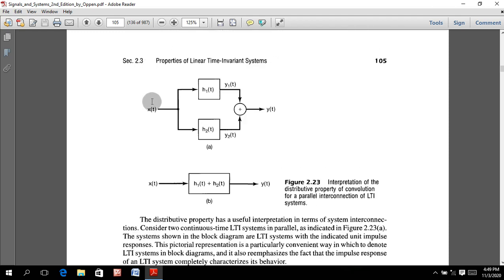It could be realized using a block diagram in which the x function is fed to this system, with the impulse responses h1 of t and h2 of t, which provides the output y of t. This block diagram can be redrawn as a figure similar to this one.